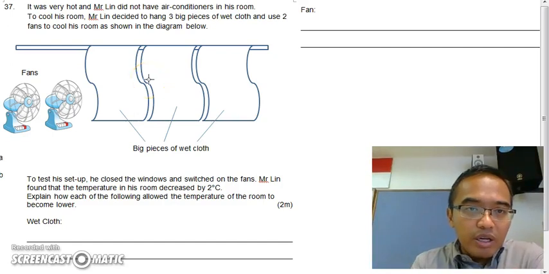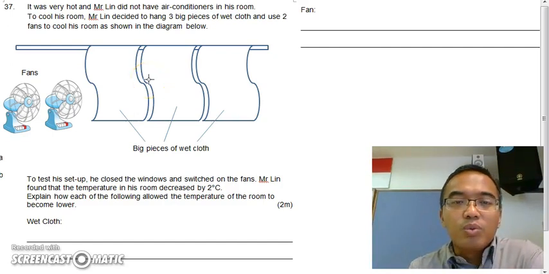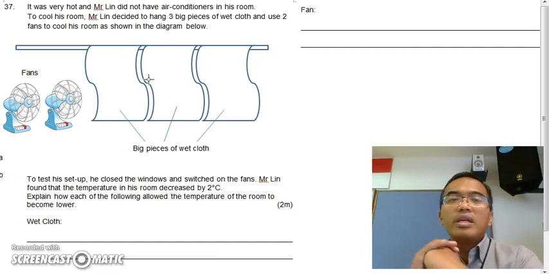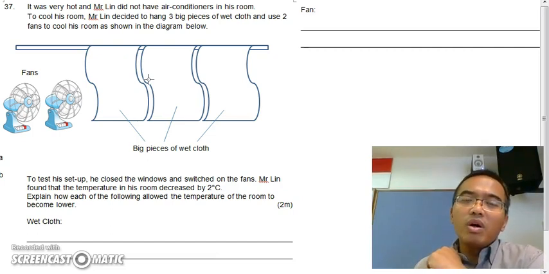It was very hot and Mr. Lin did not have air conditioners in his room. To cool his room, Mr. Lin decided to hang 3 big pieces of wet cloth and use 2 fans to cool his room as shown in the diagram below. Ready?